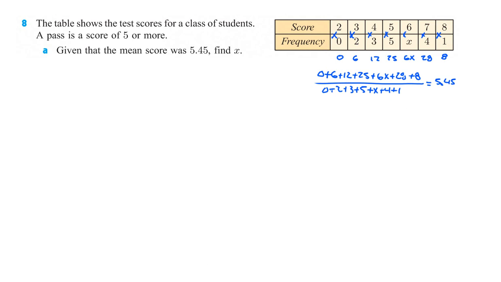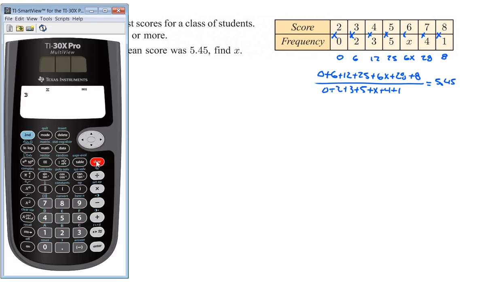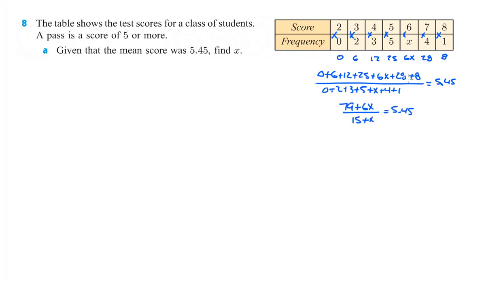So let's simplify all that. Let's add these all up and see what we get for both numerator and denominator. Adding all the top up, we get 79 plus 6x. Adding all the bottom up, we get 15 plus x, and we know it equals 5.45. Okay, so once I get this, I'm going to find the cross products. That times that equals that times that. So it means 1 times 79 plus 6x has to equal 5.45 times 15 plus x.